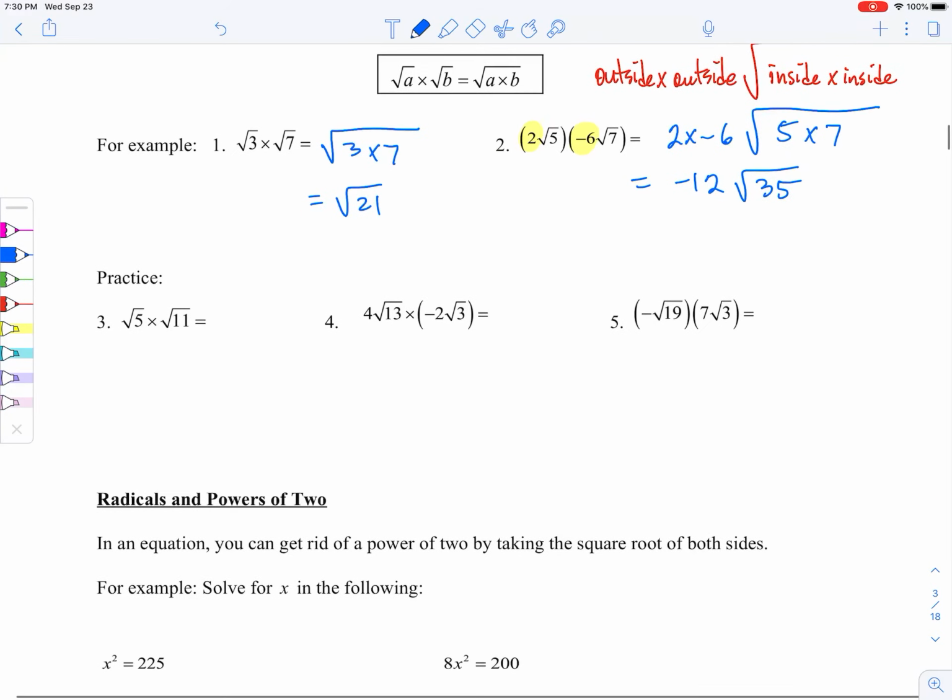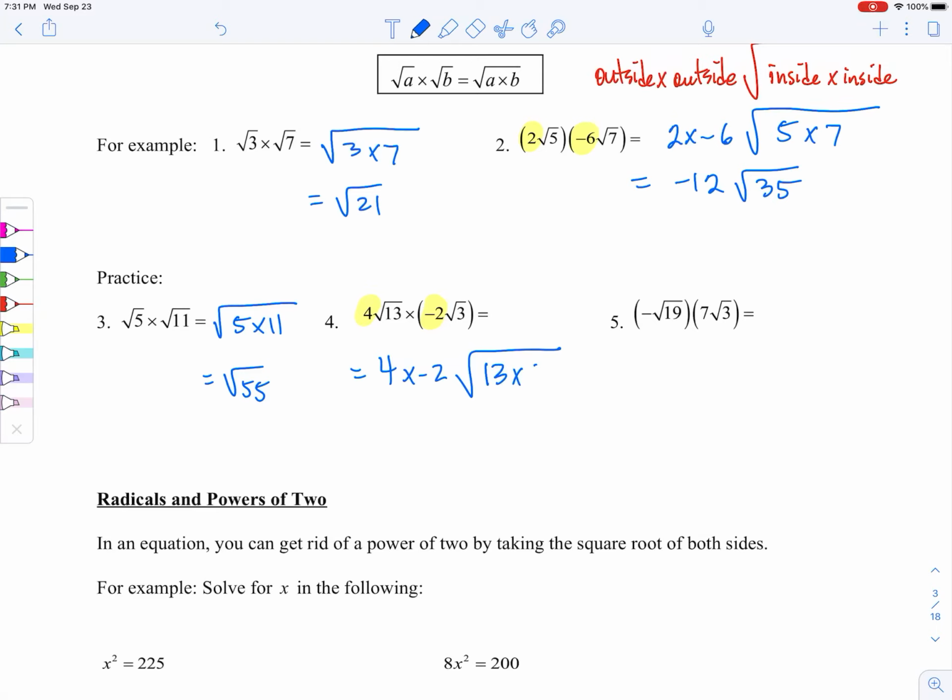So when we practice this, root 5 times root 11, that's going to be root 5 times 11, which is root 55. For root 13 times negative 2 root 3, outside times outside means I'm going to do 4 times minus 2 outside, and inside my square root is going to be 13 times 3. So it's minus 8 root 39.